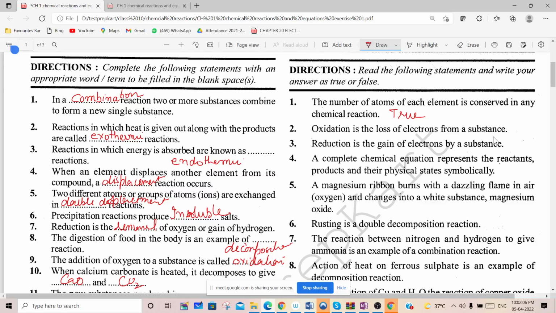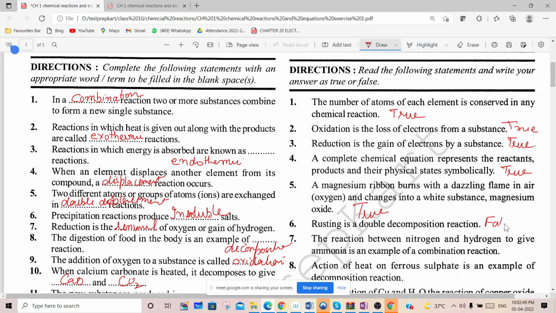Oxidation is loss of electron of a substance. Yes, loss of electron is also called oxidation. Reduction is a gain of electron. Yes, it is also true. A complete chemical equation represents the reactant, product, and physical states symbolically. True. Magnesium ribbon burns with a dazzling flame in air and changes to white substance, magnesium oxide. True or false? True. Rusting is double decomposition reaction.